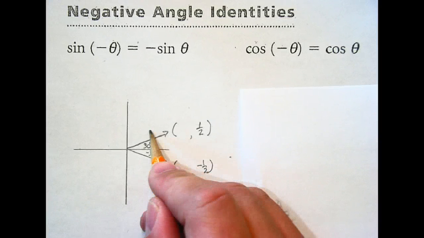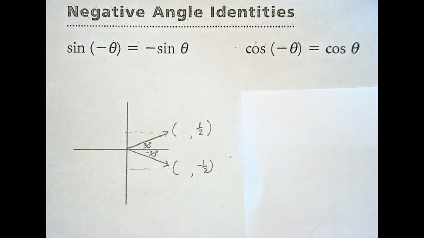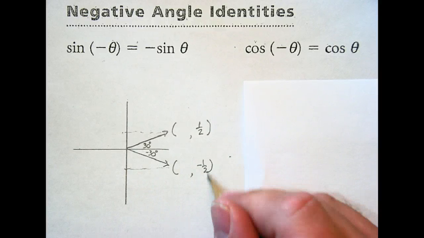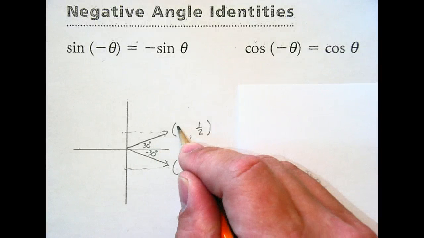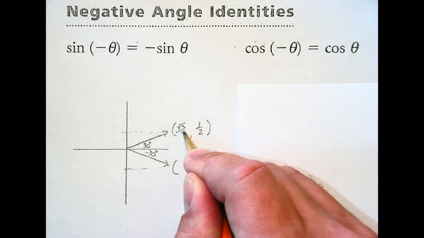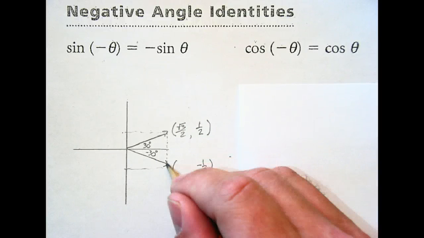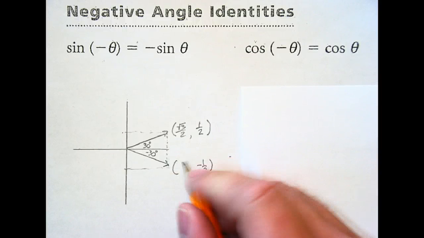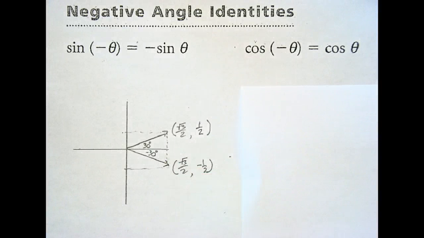Note where it hits the y-axis. It changes. It goes from positive to negative. And if I'm dealing with cosine, the cosine of 30 is root 3 over 2. It's right there. That's directly below, or directly above, however you decide to look at it. That's also root 3 over 2 when it's negative 30. So it doesn't change. That's pictorially what we're dealing with.